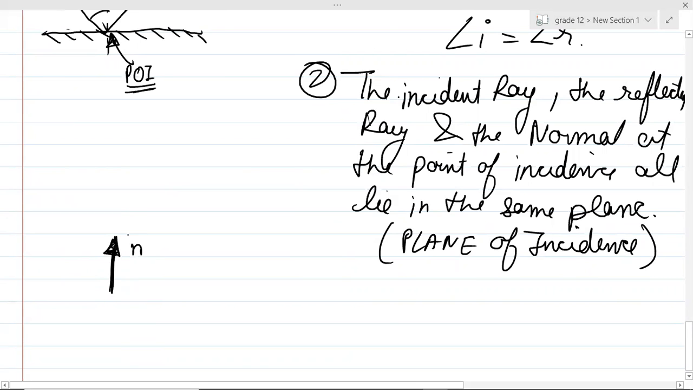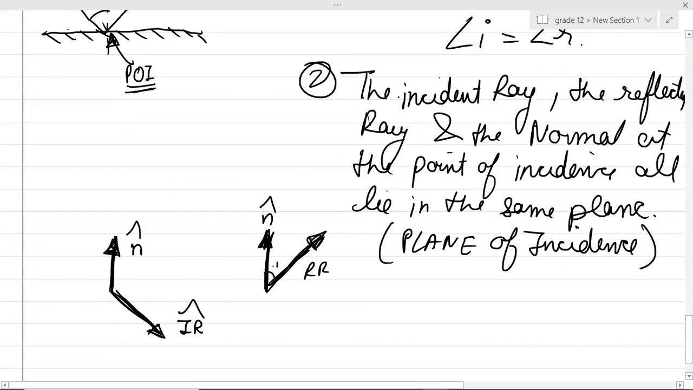Suppose n cap is a unit vector in the direction of the normal at the point of incidence. This is the incident ray. So can I say IR cap is a unit vector in the direction of the incident ray? Yes or no? And similarly, the normal unit vector is in this direction and the reflected ray is in this direction. Yes or no?